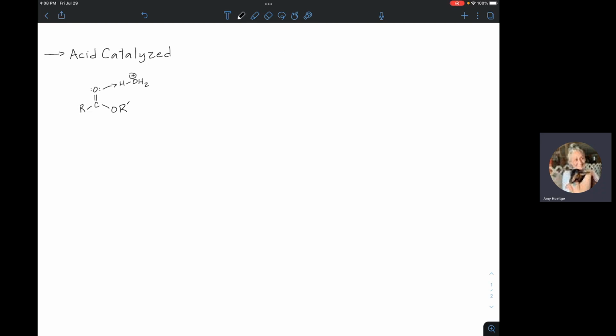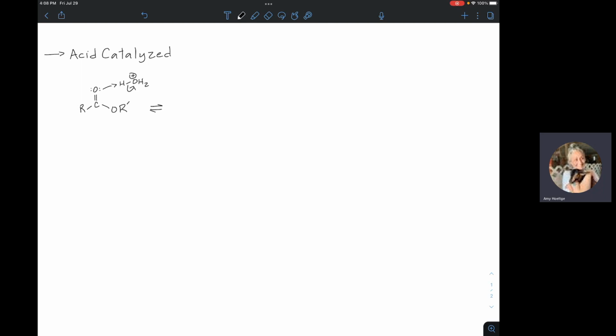Usually we just put H plus, but I think it's nice to actually draw this out so that you don't wonder later on where the water came from, right? So this is protonated water, the hydronium ion. And this comes from mixing an acid or dissolving an acid in water.